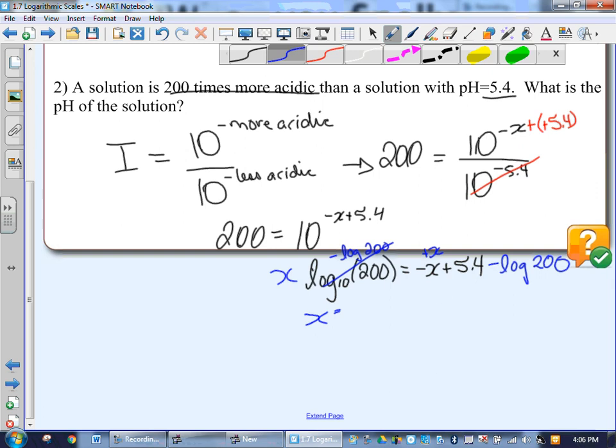If I do a little mental check, if I have 3.1 here, 4.1, 5.1, so this is times 10. This would be times 100. So is 5.2 about times 200? Yeah, that would make sense. So the pH of the more acidic substance will be 3.1. And that is the end of log scales.